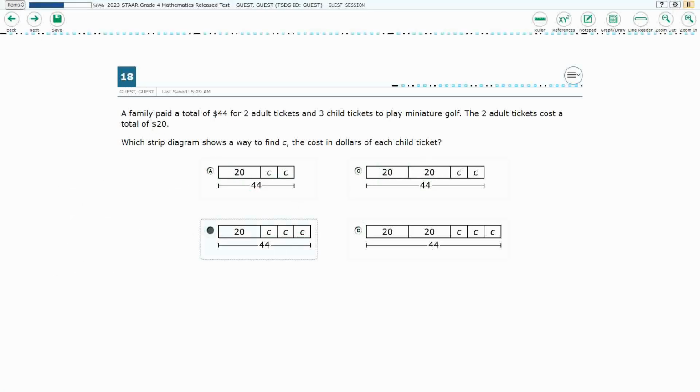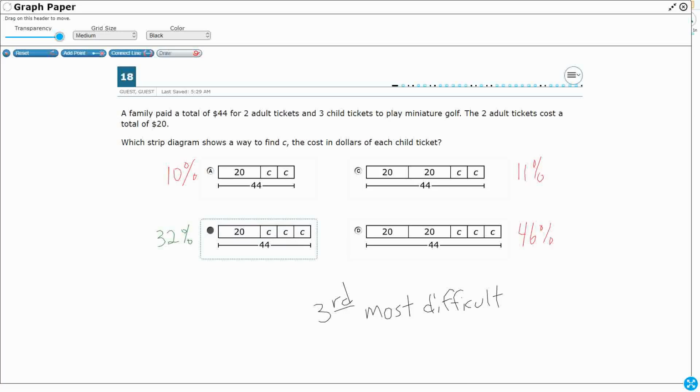And let's see how we did across the state of Texas. So this is tied for the third most difficult. I mean, take a look. We have almost half of our students choosing this, and you can tell why. They saw two adults, $20, boom, 20, 20. They saw the three kids, each represented by C. We're good to go. They probably spent less than 10 seconds on this problem and moved on.